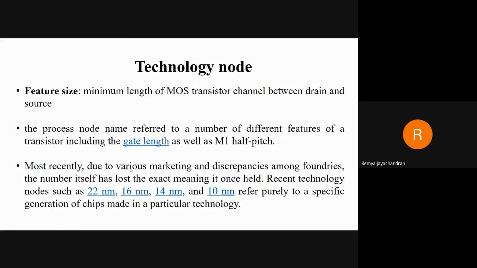But recently, as the scaling is continuing and we have switched to new process nodes, like 22 nanometer, 16 nanometer, 14 nanometer, and 10 nanometer, in the recent technology nodes it represents the generation of the chip in that particular technology node. It's not representing the gate length or half pitch of that device.